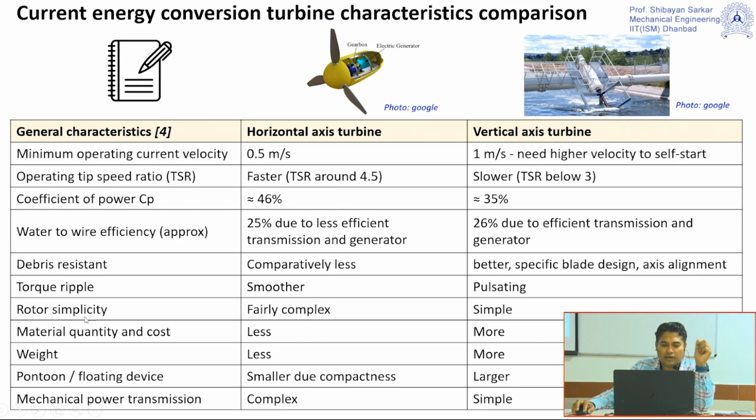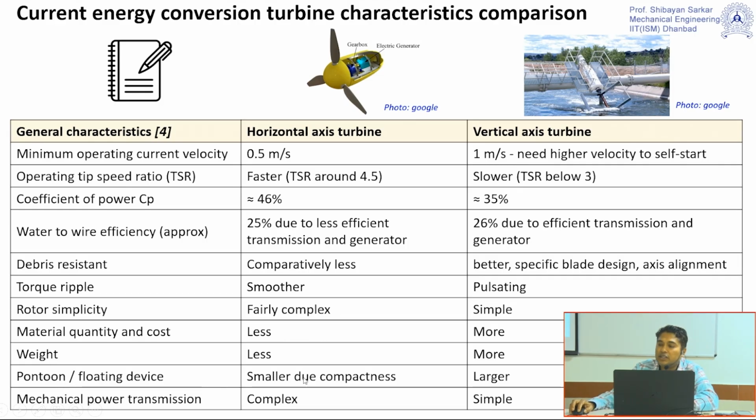Difference is not that much. Debris resistance capacity is comparatively less in the horizontal axis turbine, and rotor simplicity in the case of the horizontal axis turbine will be a bit complex, but still these are very abstract comparisons. You cannot generalize it. And material quality and costing will be less in one, and more in the other.